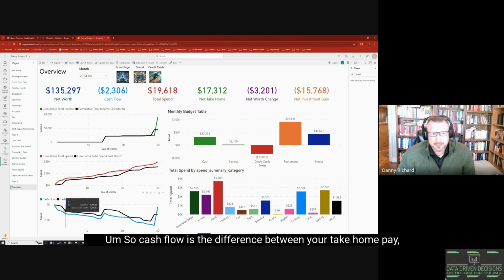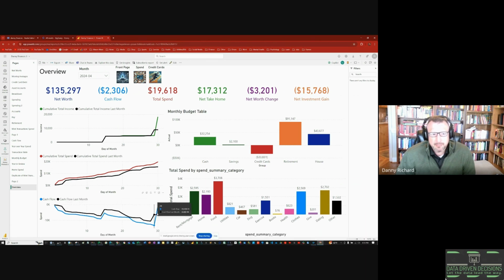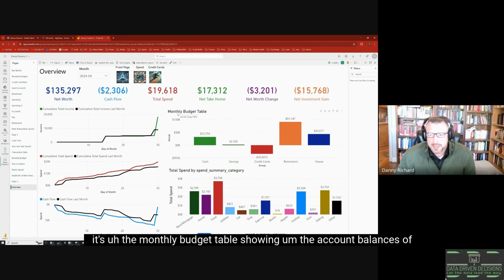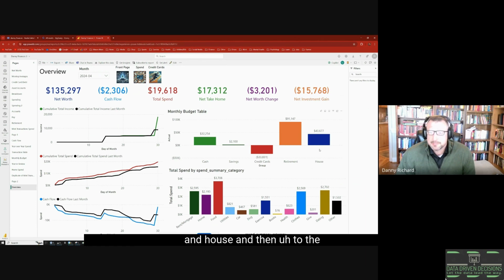Cash flow is the difference between your take-home pay and your total spend, and I came up a little short with -$2,300, but that's that. And then to the right over here, it's the monthly budget table showing the account balances of my account categories. The main categories are cash, savings, credit cards, retirement, and house. And then to the bottom right is my total spend in the month by these main categories.